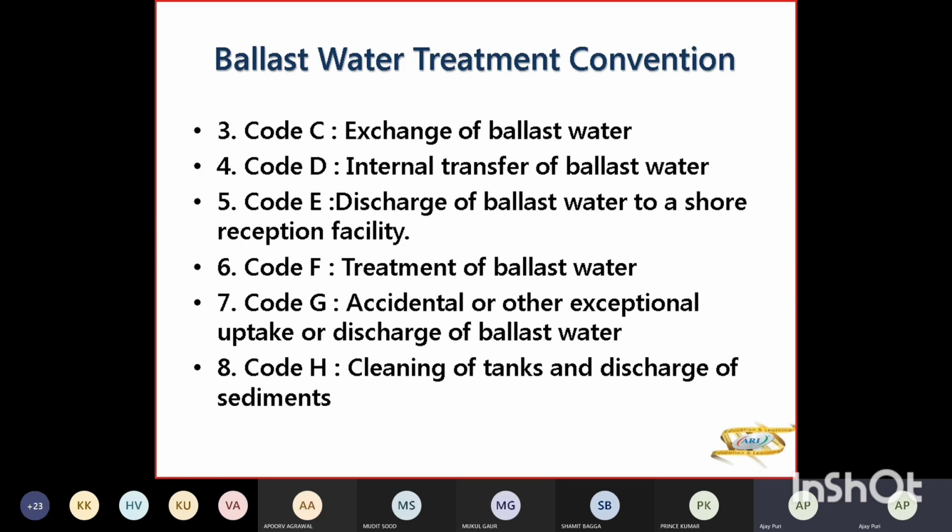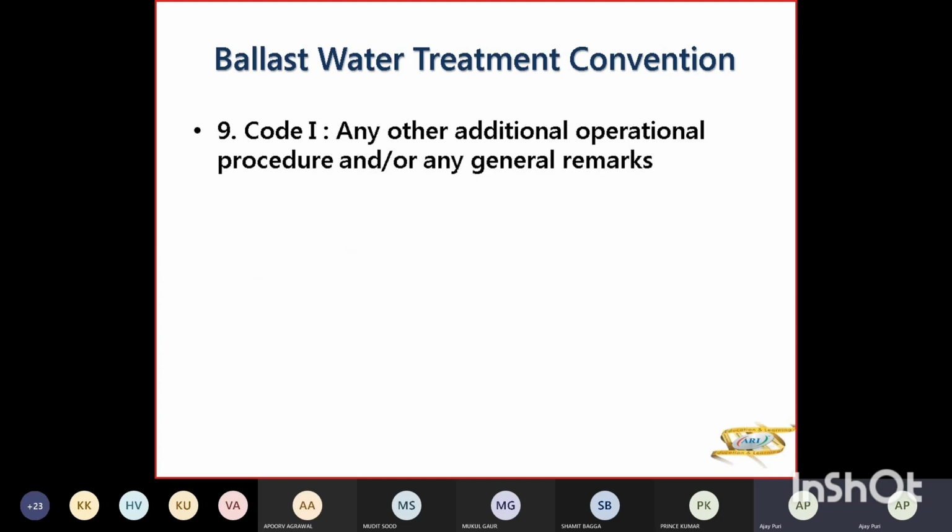Code F will be treatment of ballast water. Code G will be accidental or exceptional uptake or discharge of ballast water. Code H will be cleaning of tanks and discharge of sediments. And code I will be any operational remark or any general remark.